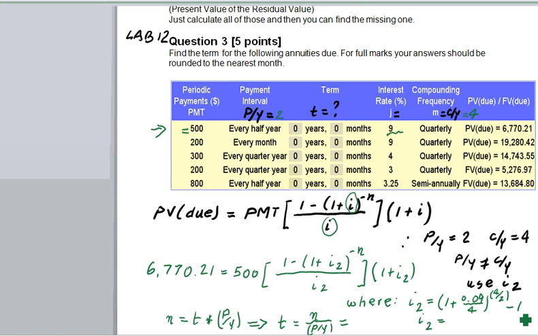At this stage, if we substitute what is given to us, so present value due is 67,720, payment is 500, times I sub 2, we substitute in the formula, and then we're just solving for n. Once we have n, n is equal to number of years times number of payments per year. So it's just a question of calculating n and dividing by 2. That gives us number of years and number of months. At this stage we can use a calculator to do that.